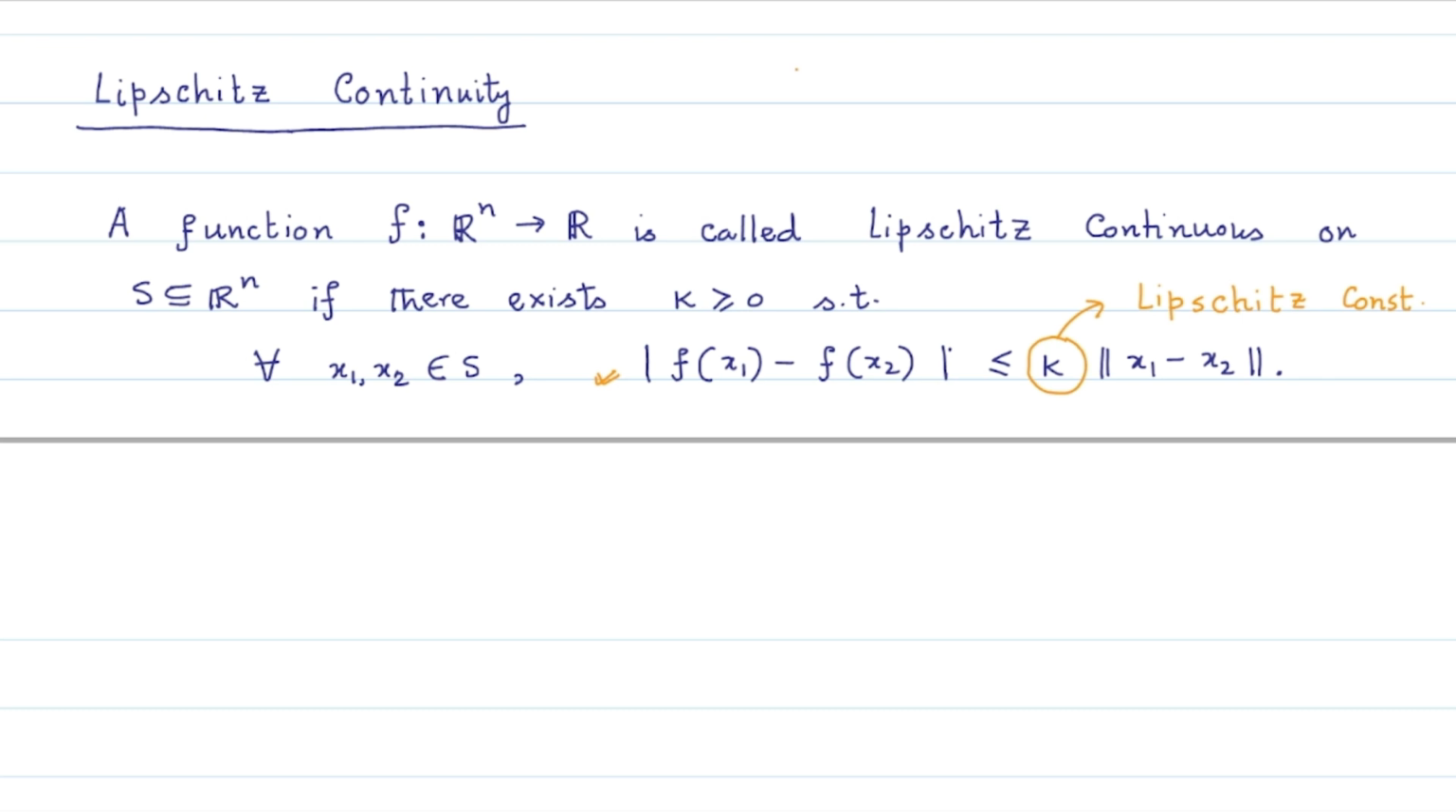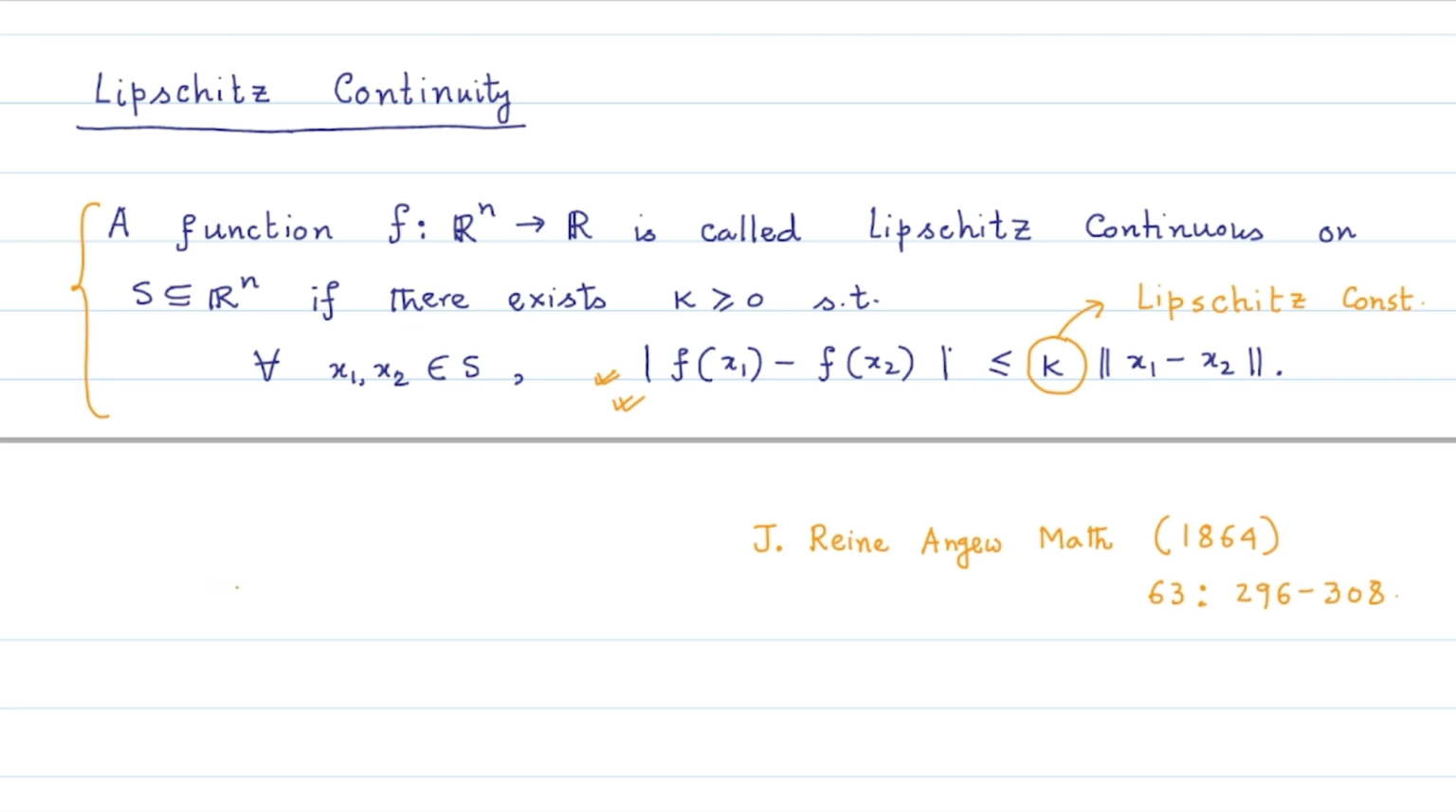This notion of Lipschitz continuity is named after the German mathematician Rudolf O. S. Lipschitz, who was possibly the first person to consider this condition in the year 1864 in his study on the convergence of the Fourier series of a periodic function. From this definition of Lipschitz continuity, it is immediate that if a function f is Lipschitz continuous on a set capital S, then the function f must be uniformly continuous on the set capital S.